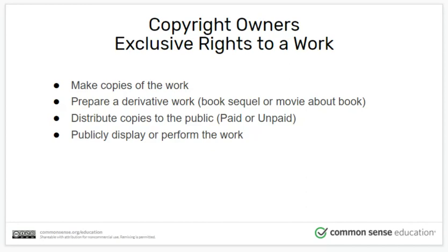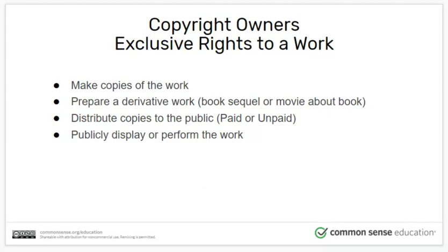As a copyright owner, you have 4 exclusive rights to your work. So these are exclusive rights to you that if people violate them, that's when you can take legal action against them. So only you as the copyright owner are able to make copies of the work and distribute it. Only you can create a derivative work, which means if there's a book, only you can create a sequel to that book or create a movie about that book.